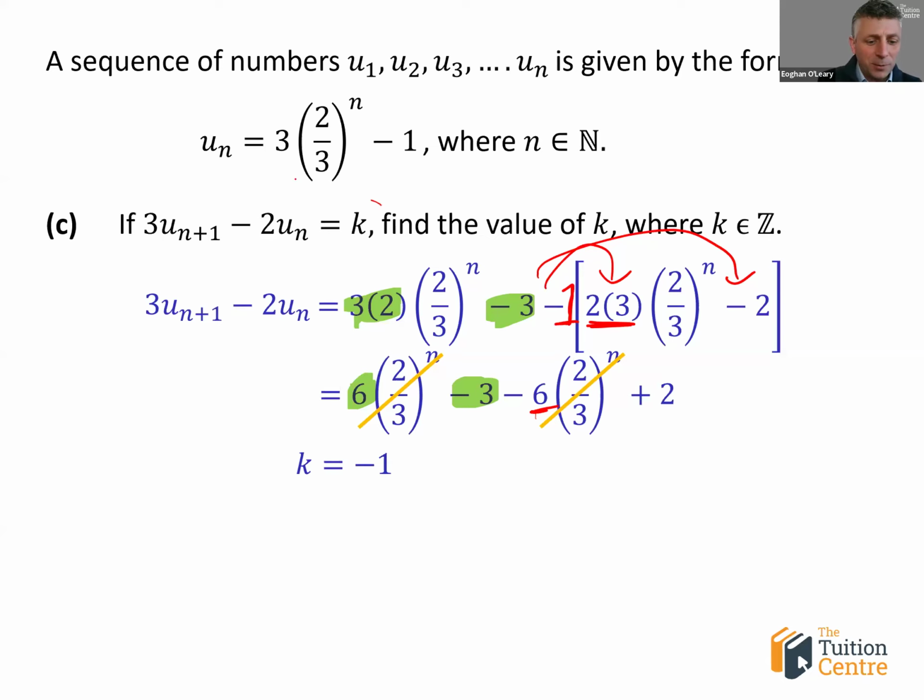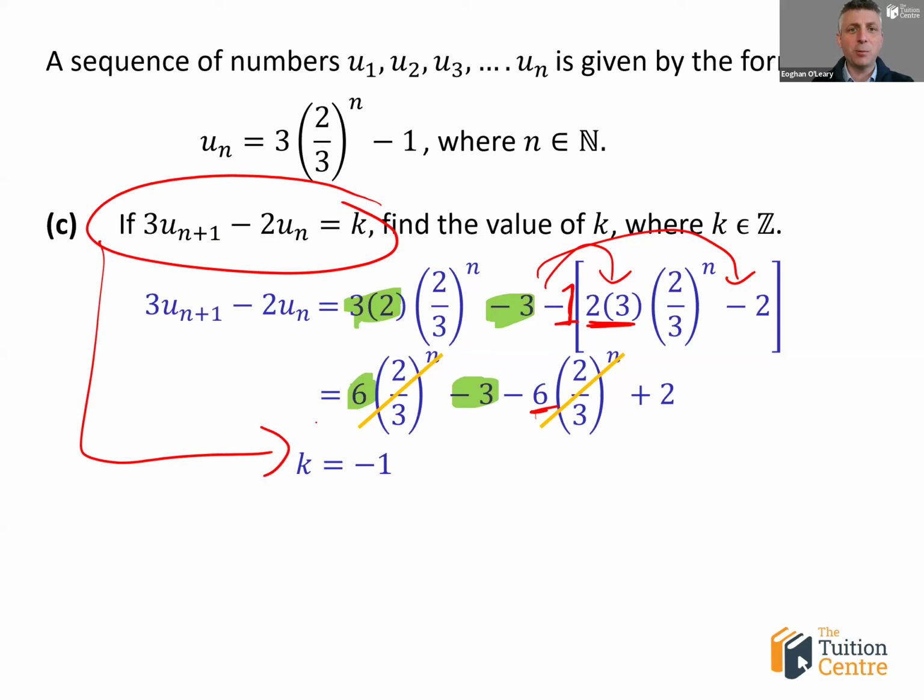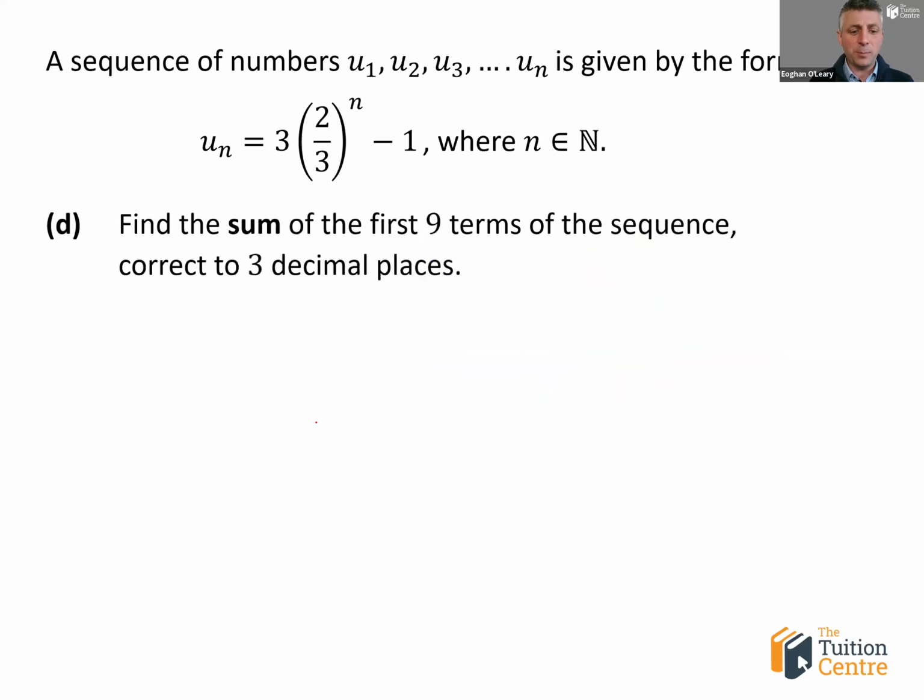So for something that seems so abstract when it's up there, it simplifies down very quickly to a very concrete answer of k equals -1, and there's 10 marks for it. And as I said, you could get those 10 marks without ever doing A and B. So that's part C. And now we're on to part D.